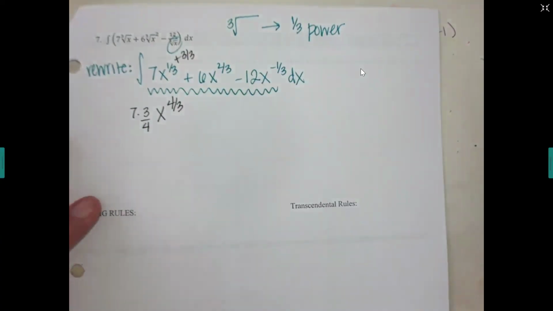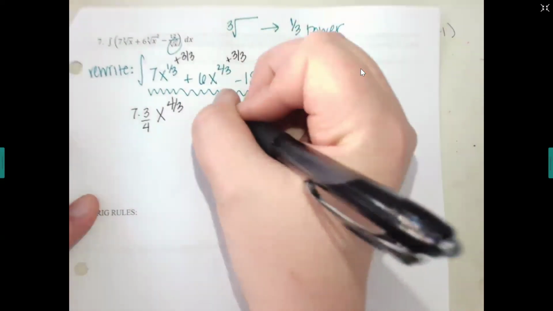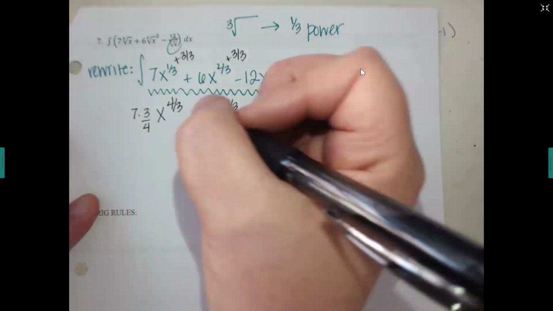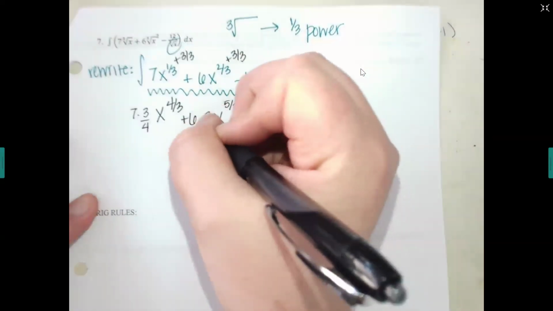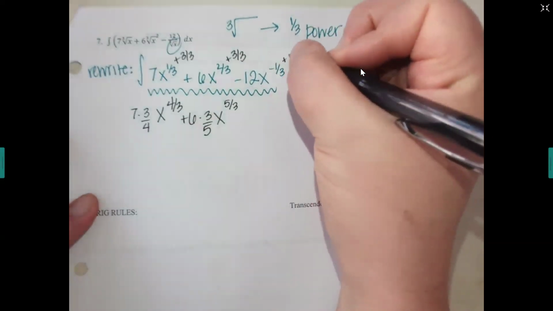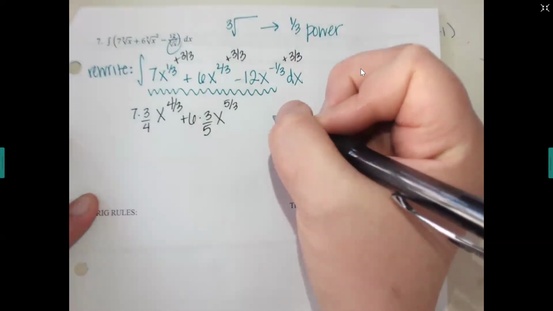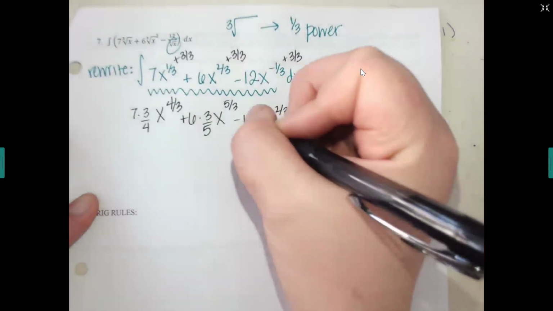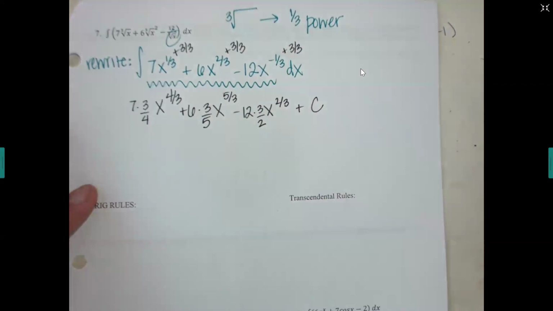Next term is a 2/3. I'm going to add 3/3. What am I going to get? 5/3. But then to divide by 5/3, I'm going to times by what on the 6? A 3/5. Then when I get to the last one, it's a negative 1/3. If I add 3/3, what do I get? 2/3. And then to divide by 2/3, I need to times the minus 12 by a 3/2 plus C.